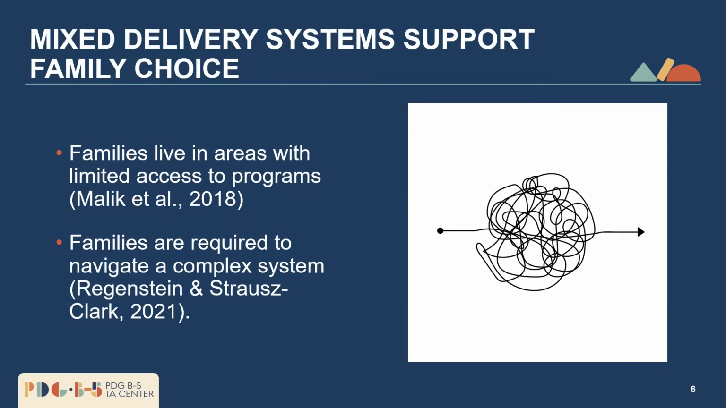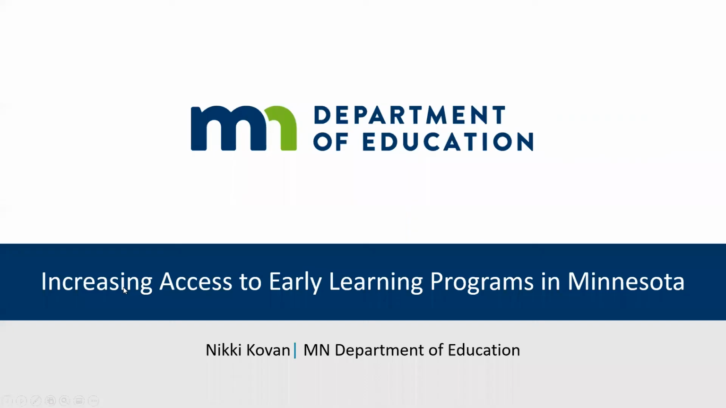And then in addition to this, add to the complexity that at least 98% of families with children under 5 live in communities where there's not enough access to meet the demand or need. And that data is from before the COVID pandemic. So we can likely assume that the pandemic did not improve the statistic. So delivering services through a combination of programs can make the process easier for families and increase their access to high quality programs.